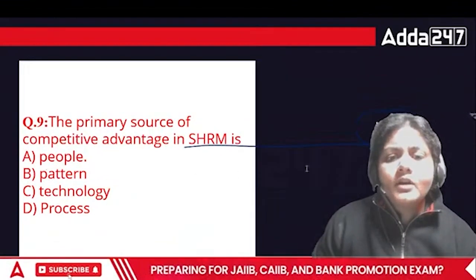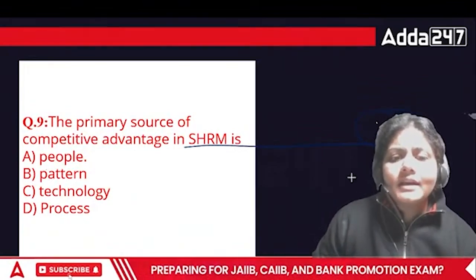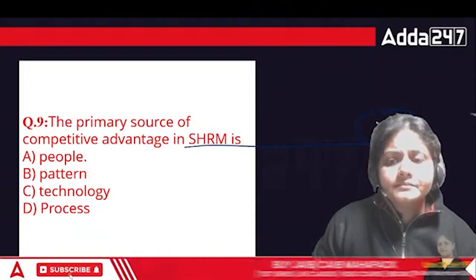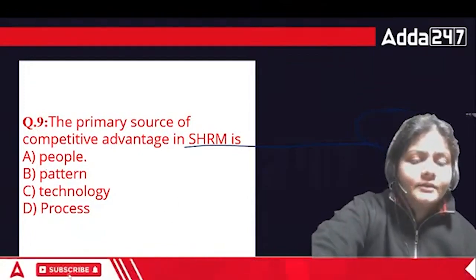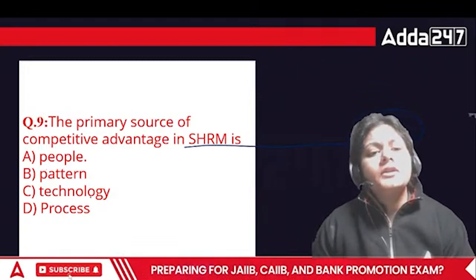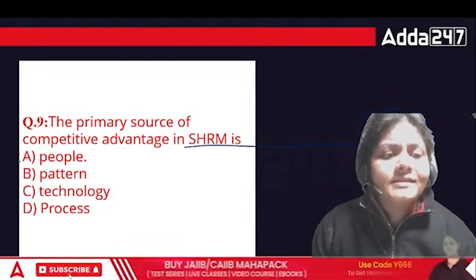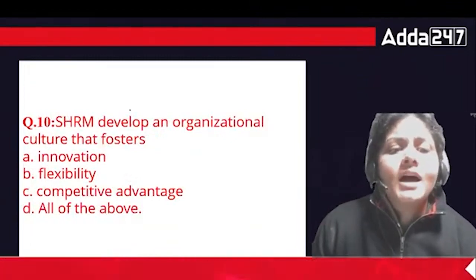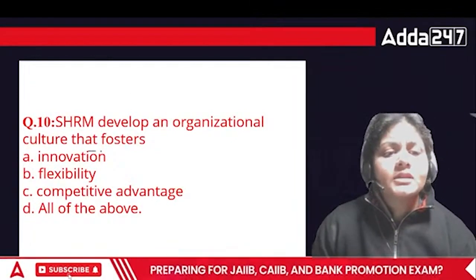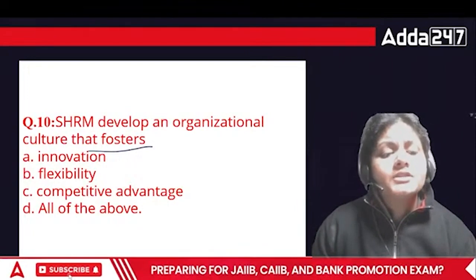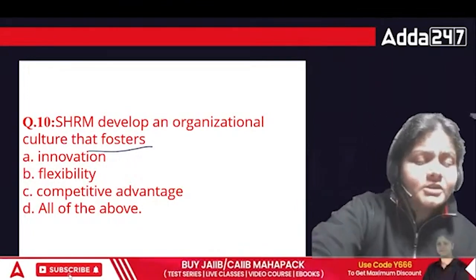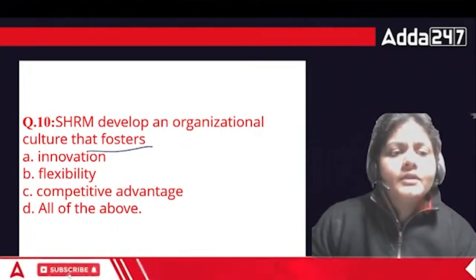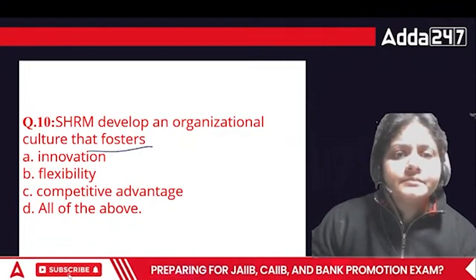When we are talking about strategic HRM, what is the right answer here? When we are talking about the primary competitive advantage, the answer is people. We are talking about the people here. SHRM develops an organization culture that fosters innovation, flexibility, competitive advantage, or all of the above. Which one is the right answer?